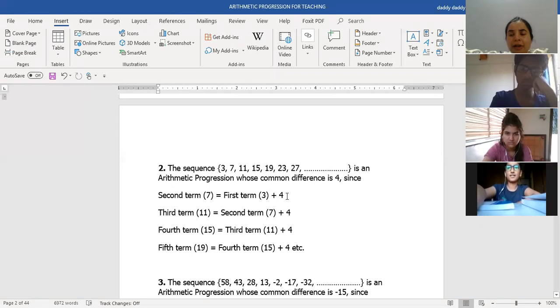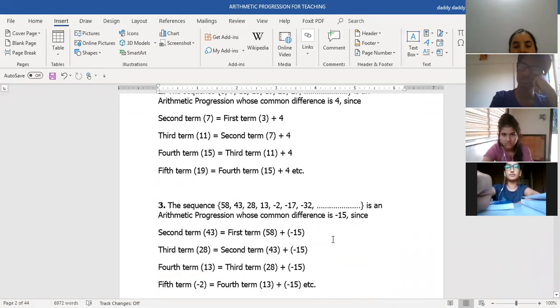So another way of writing the same thing is that you add common difference with the preceding term, you will always get the succeeding term. Succeeding of what? Of this preceding term. And this will be followed throughout the chain. Okay. So now I take another example.